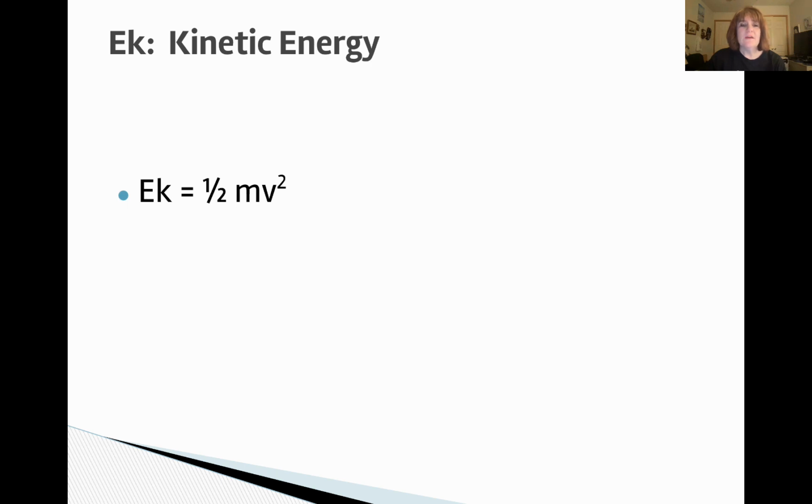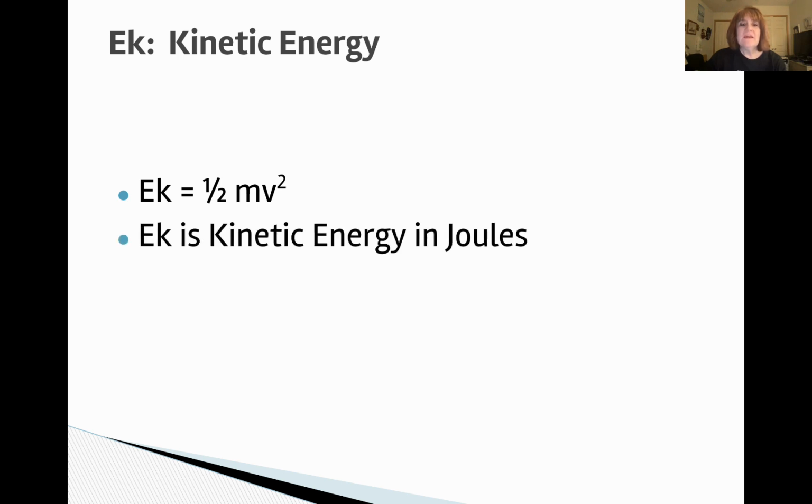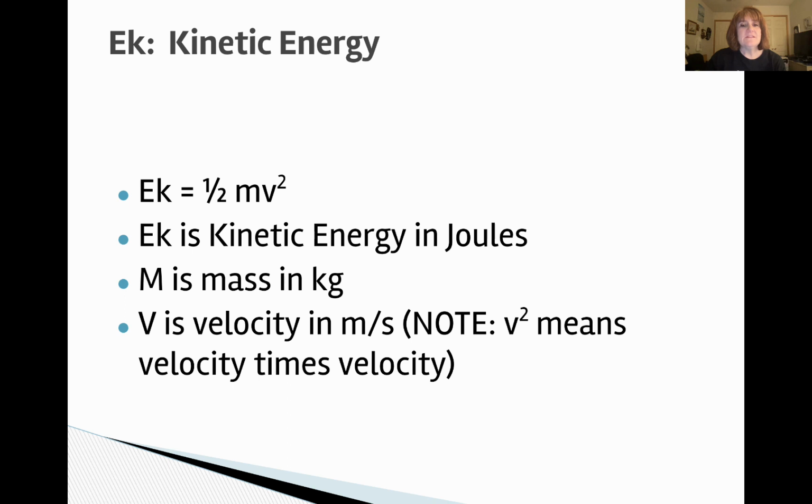Kinetic energy is 1/2 mv squared. Now remember your math, v squared means v times v. EK is the kinetic energy measured in joules. M is mass in kilograms, and v is velocity in meters per second.